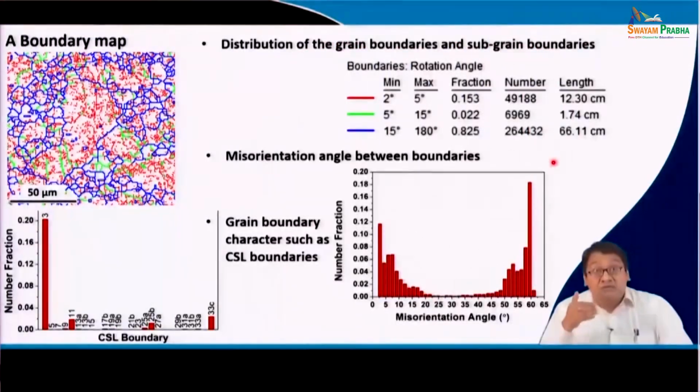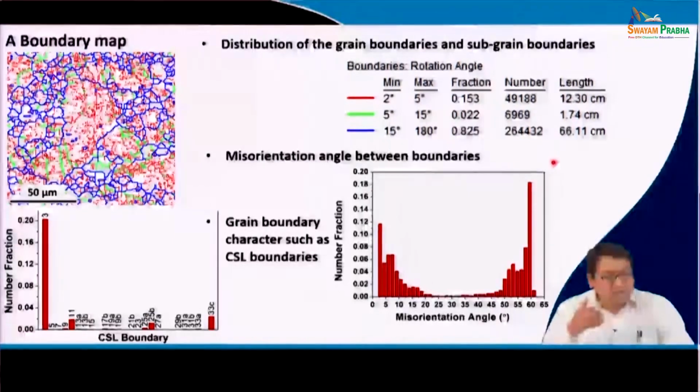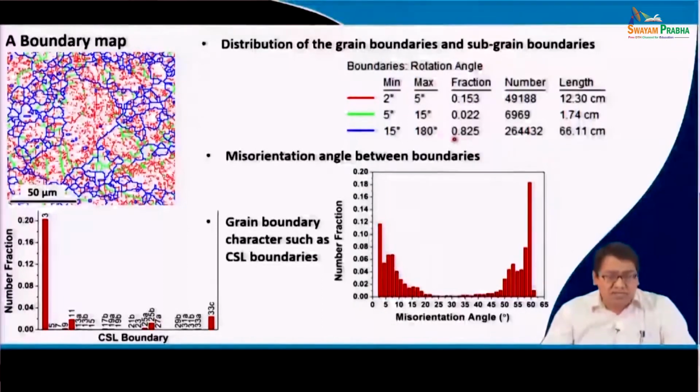Now, from quantitative microscopy, we can make a very nice grain boundary map and show the distribution of grain boundaries. We have colored the grain boundary map red, green and blue, based on what helps us solve the problem. The red color boundaries are mapped with misorientation angles of 2 degrees to 5 degrees. The green color boundaries are 5 degrees to 15 degrees, and the blue color boundaries are 15 degrees to 180 degrees.